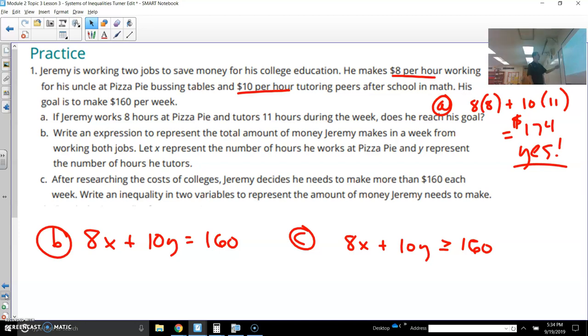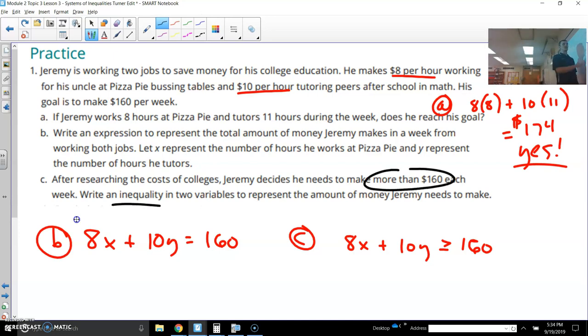So now it says write an expression to represent this idea. And so just like you see me in the top right corner in A, talking about 8 times how many hours I worked and 10 times how many hours I worked, same thing here. It's like I get $8 per hour at one job, $10 per hour at another job, and that gives me a total of 160, hopefully. Or in part C, it's saying, well, let's write an inequality that would show more than $160.